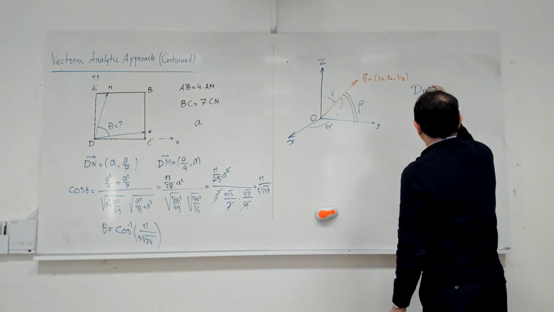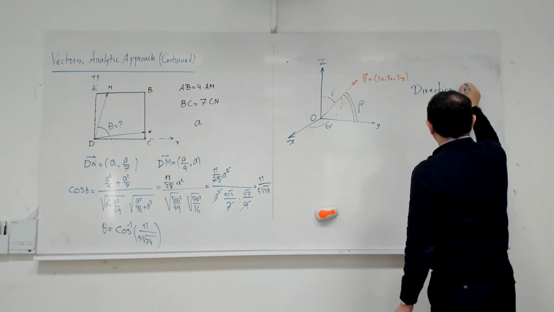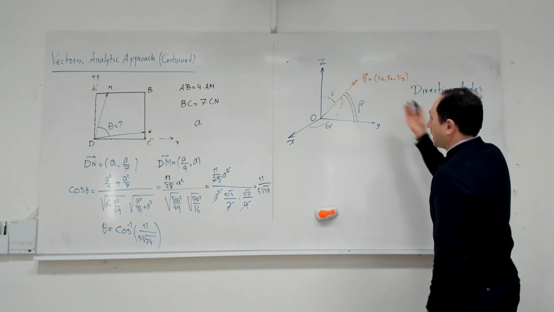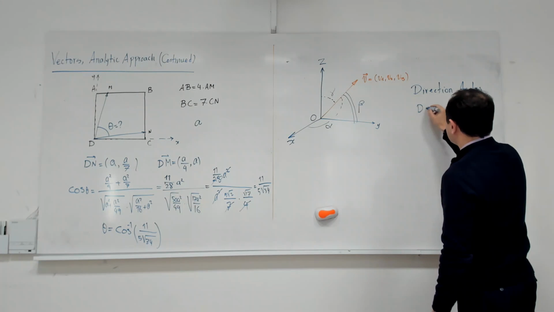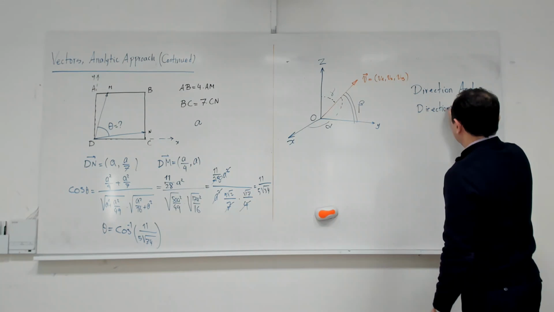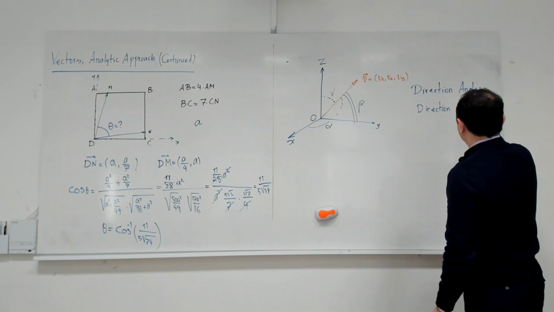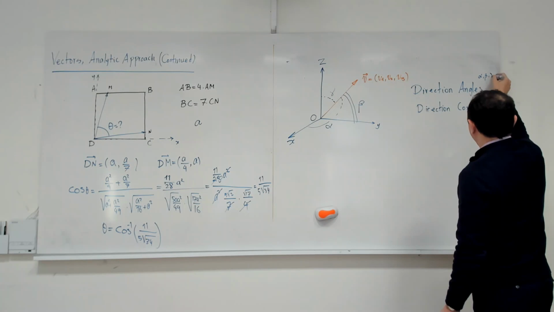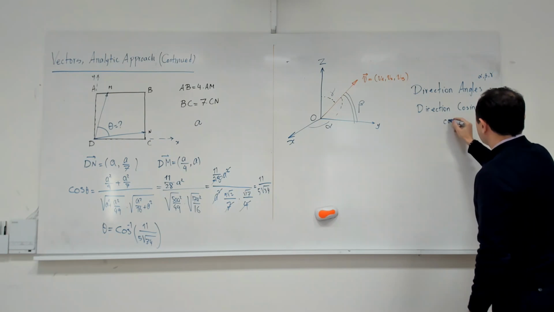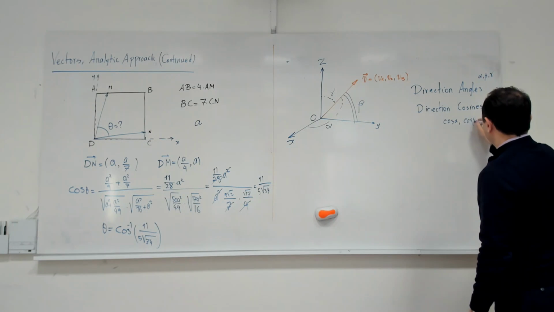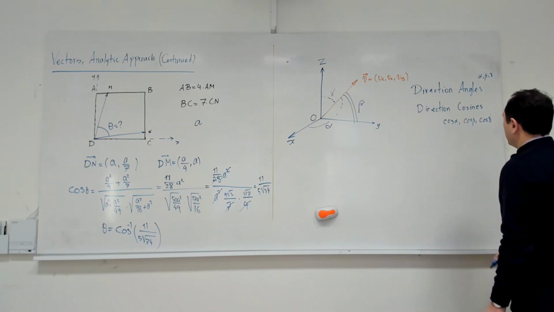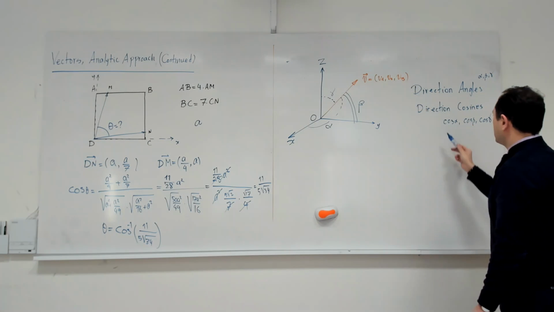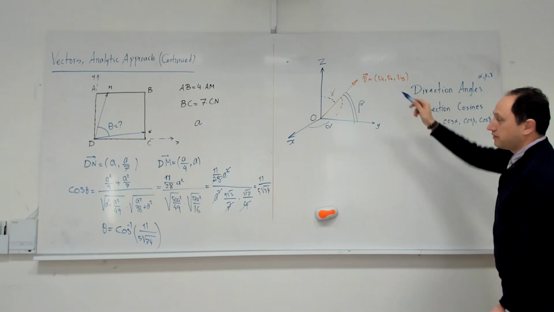Direction angles. And the cosine of these angles are called direction cosines. Okay, direction angles, alpha, beta, and gamma. Direction cosines, cosine alpha, cosine beta, cosine gamma. So these are called direction angles of the vector. These are called direction cosines of the vector.